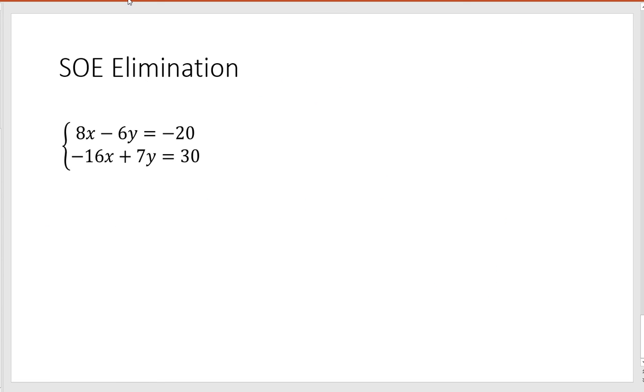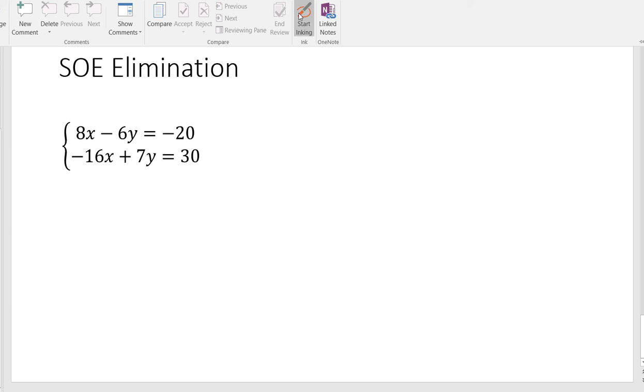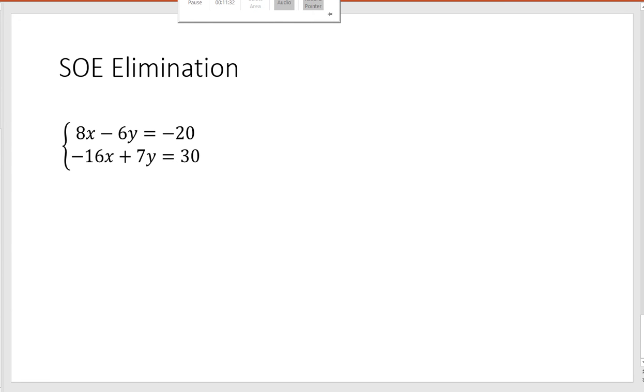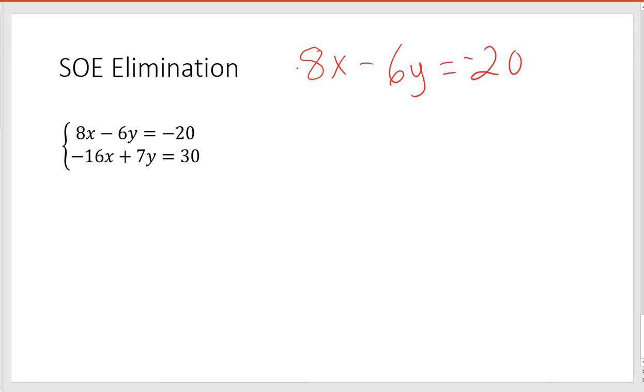All right, let's look at another example. This will be the last example before you work a couple more practice problems. Let's look at our variables here. We've got 8x and negative 16x. We've got negative 6y and 7y. Think about what we could eliminate. Think about the multiples of 8. 8, 16. So if I make that 8x look like 16, I can eliminate my x term.